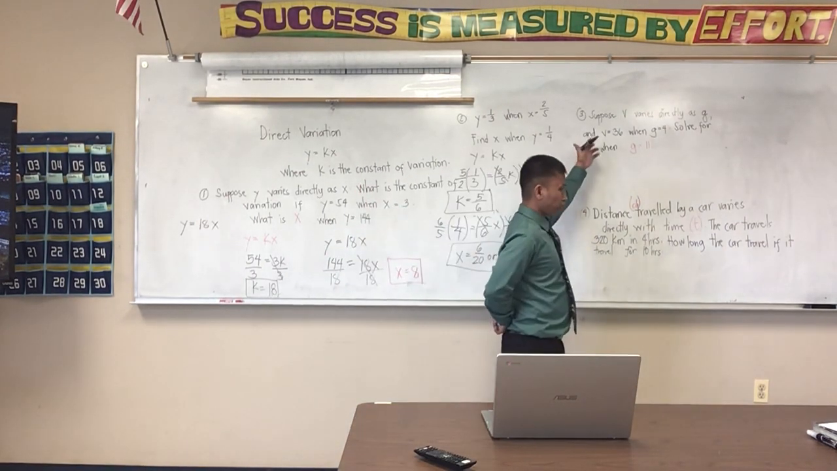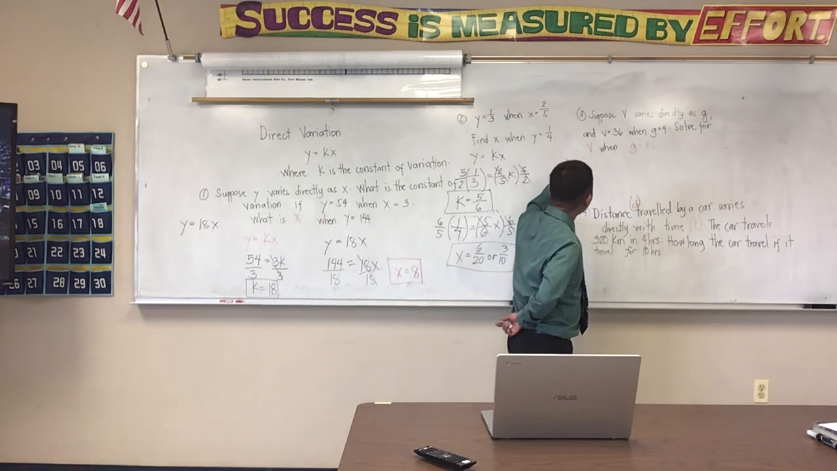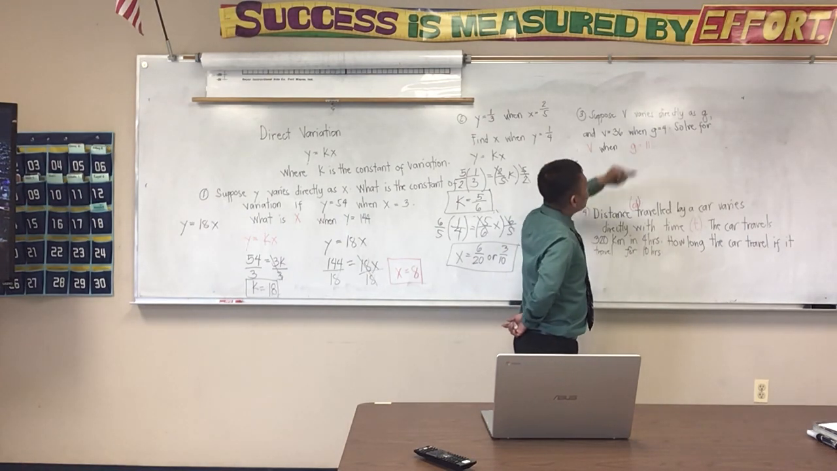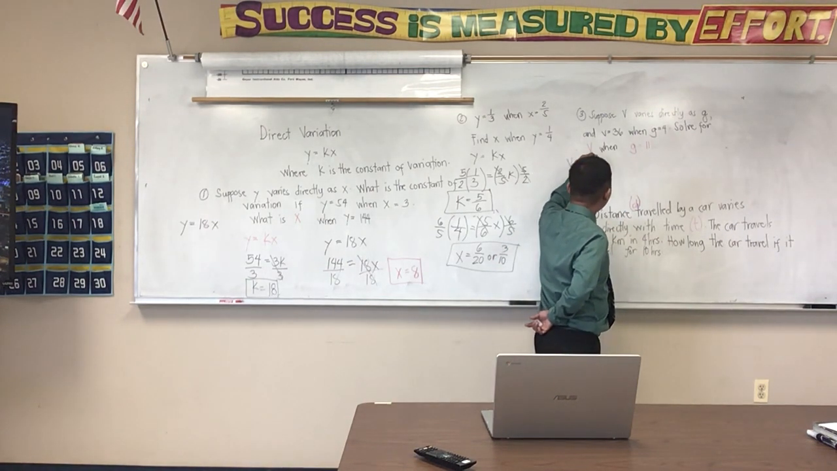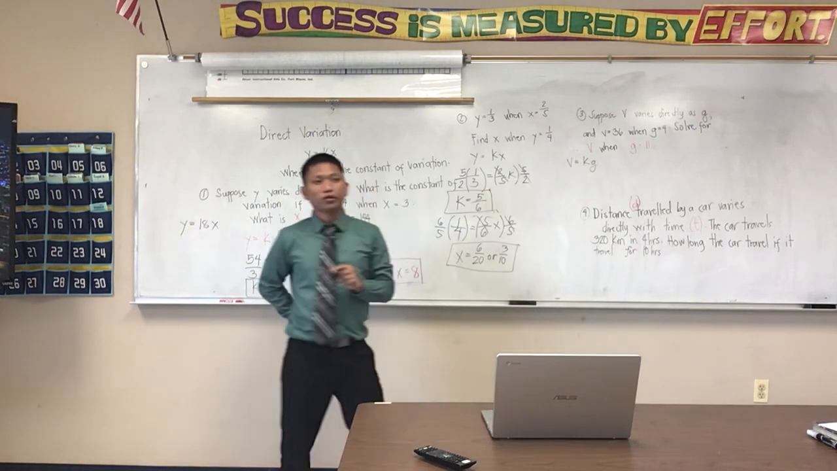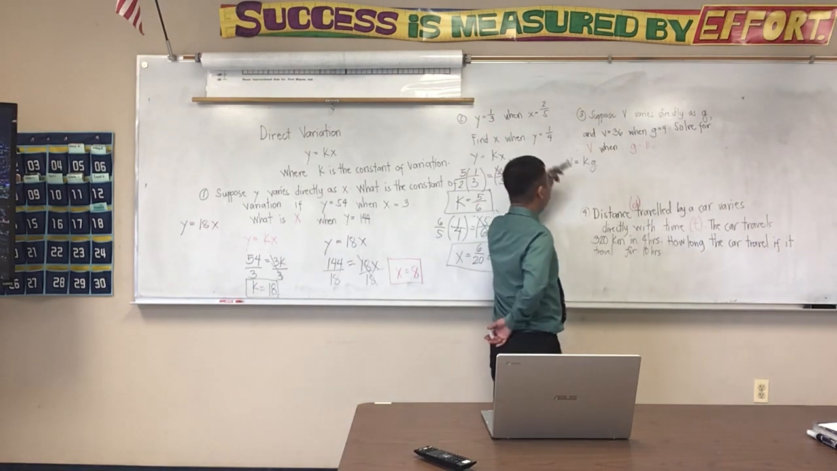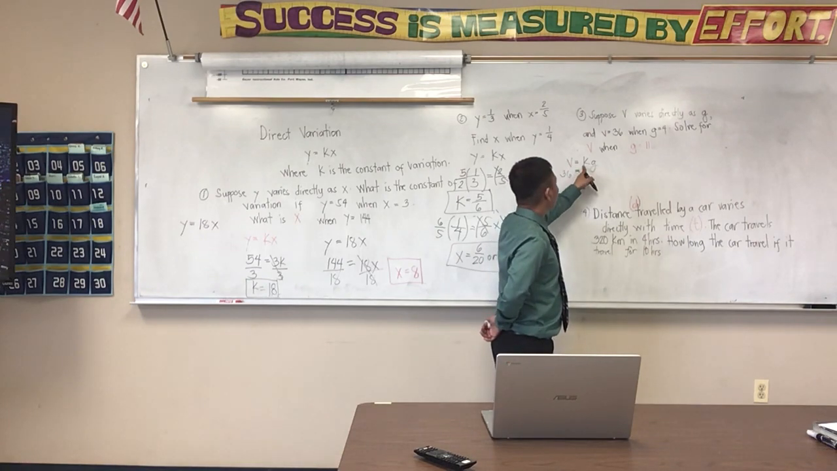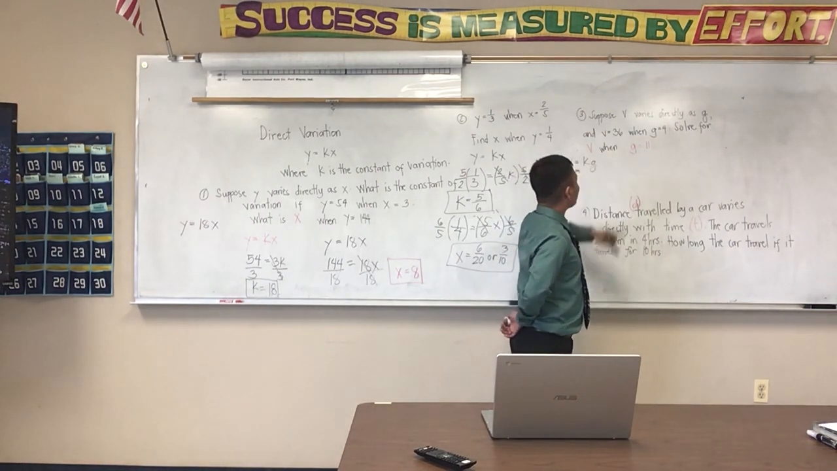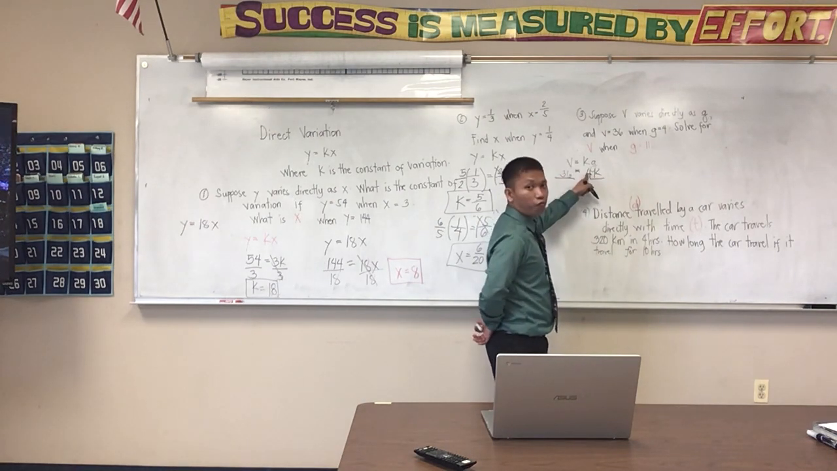So first, let us establish our equation. Suppose v varies directly as g. So therefore we have v is equal to kg. So let's solve for the constant of the variation. So we just substitute v, 36, equals, our g here is 4. So it would be 4k. To solve for k, we will divide both sides by 4.